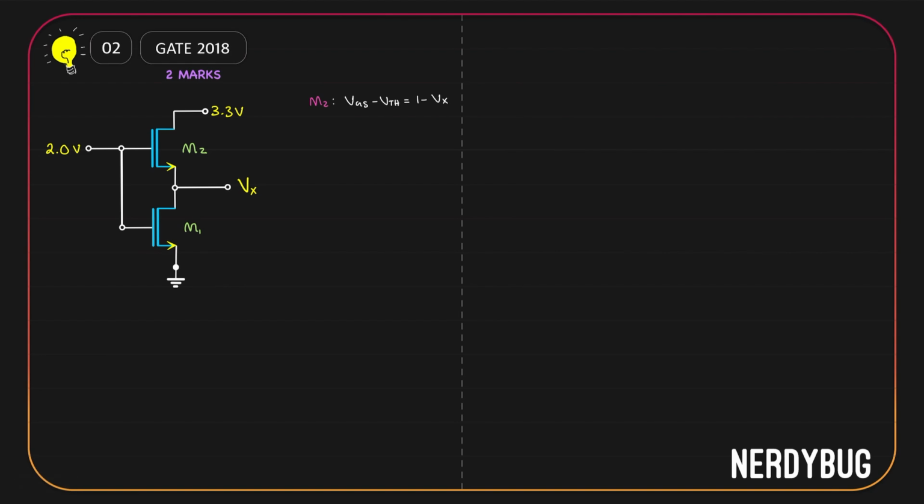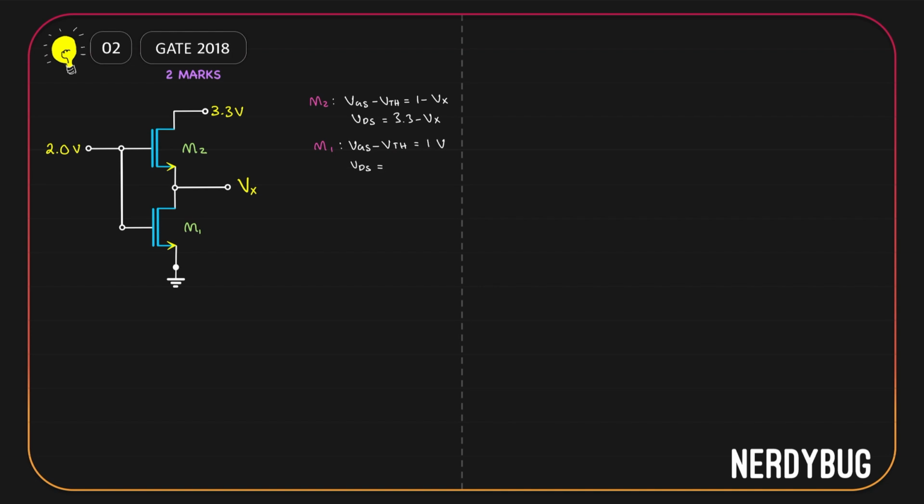Let's also find VDS for MOSFET 2. Here the drain voltage is 3.3. Source voltage is Vx. So VDS, which is VD minus Vx, is 3.3 minus Vx. Let us take M1 now and find VGS minus VTH. For M1, gate voltage is 2 volt. Source voltage is 0. So VGS is 2 minus 0, or 2. Threshold voltage is 1. So VGS minus VTH is 2 minus 1, or 1 volt.